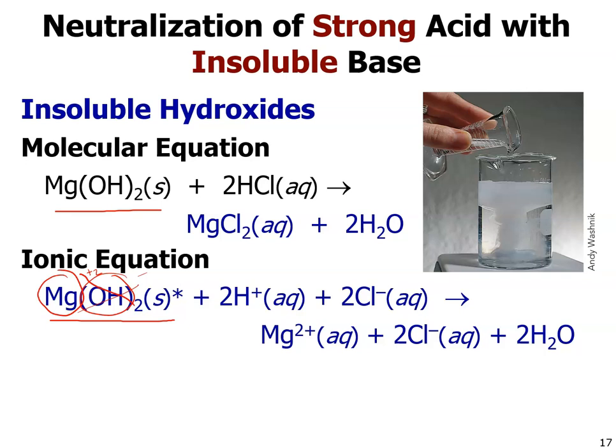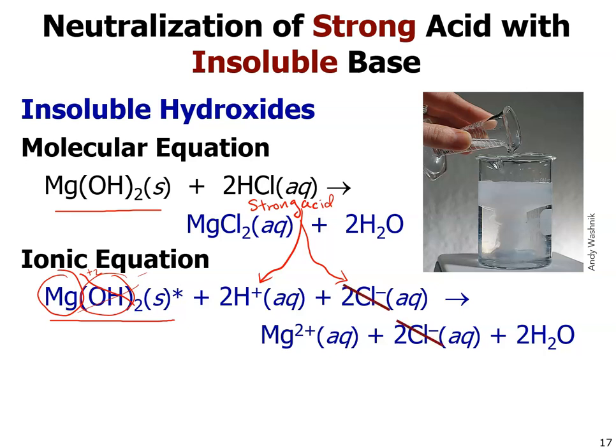We have HCl, which is a strong acid. It's on that list of strong acids and bases, so we know that it's going to dissociate completely into H plus and Cl minus. Once we have that water formed, the chloride ions are going to form in the water.